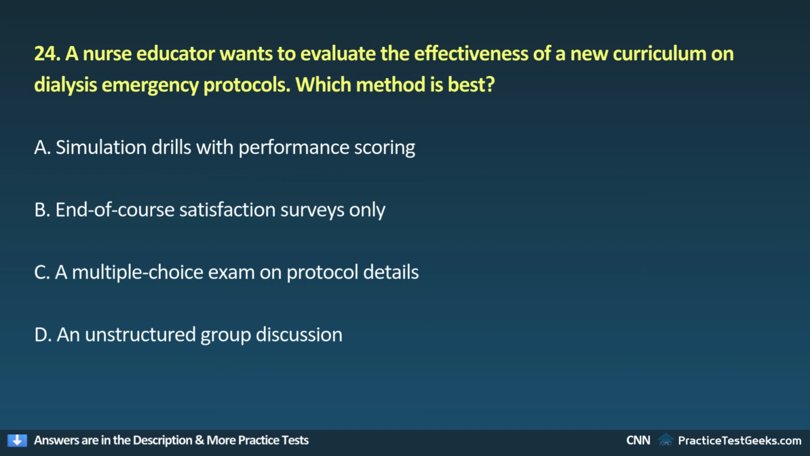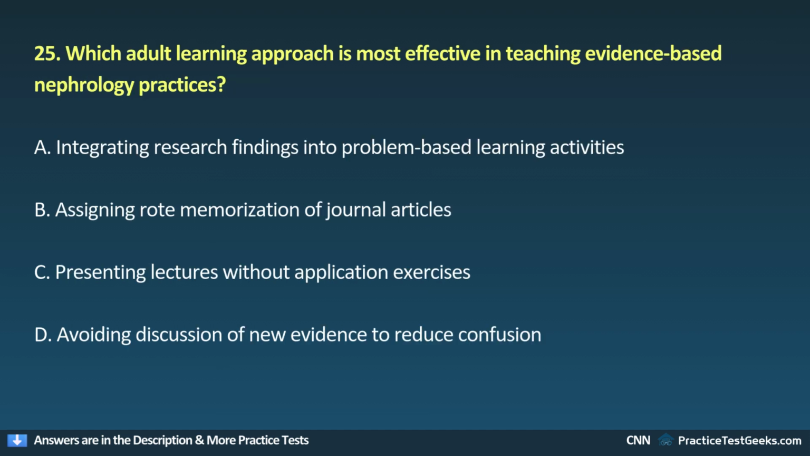24. A nurse educator wants to evaluate the effectiveness of a new curriculum on dialysis emergency protocols. Which method is best? A. Simulation drills with performance scoring. B. End-of-course satisfaction surveys only. C. A multiple-choice exam on protocol details. D. An unstructured group discussion.